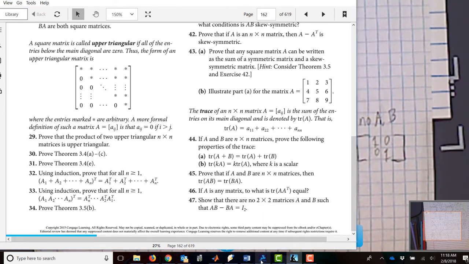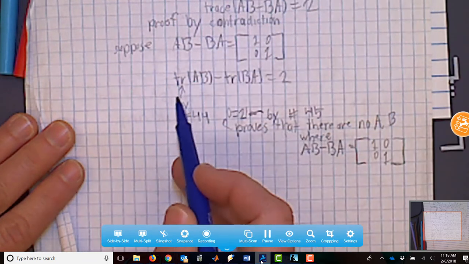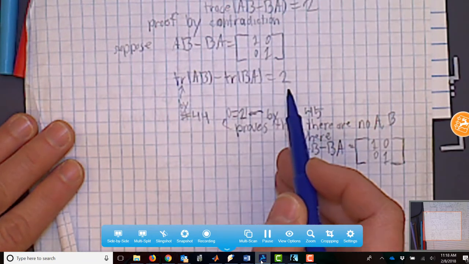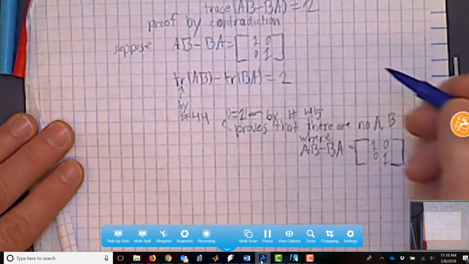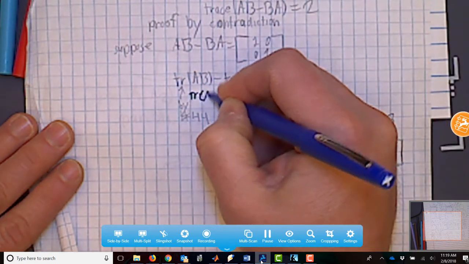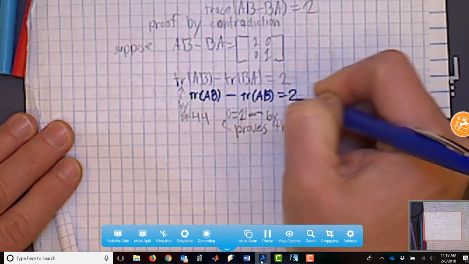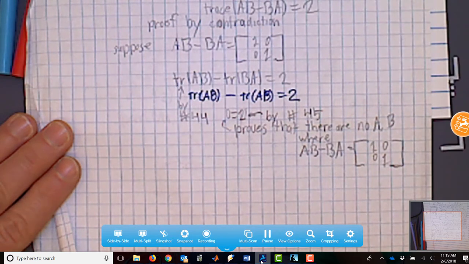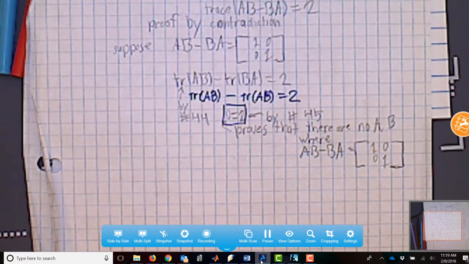I guess what I'm saying is, if you know that the trace of AB minus BA equals 2, that means the trace of AB minus the trace of BA equals 2. But what is the trace of BA equal to? You have the trace of AB minus the trace of AB would have to equal 2. Right? But that means, as he says here, 0 equals 2. Right? And that's, again, absurdity. So this is a demonstration of what's called proof by contradiction.